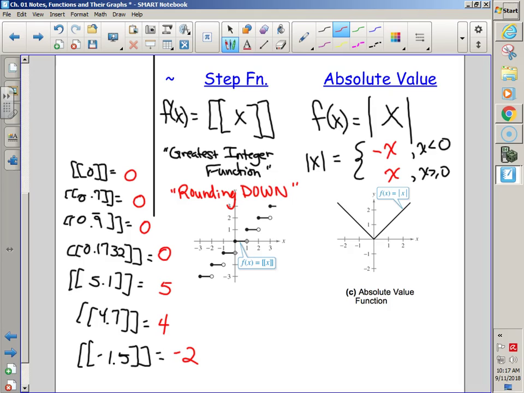All of these decimals got rounded down to 0, to the number right before, like on the number line. All of these, 5.1, 4.7, all got rounded down to the number previous or prior on the number line. Where did this get rounded? Down on the number line. Do you see what I mean?